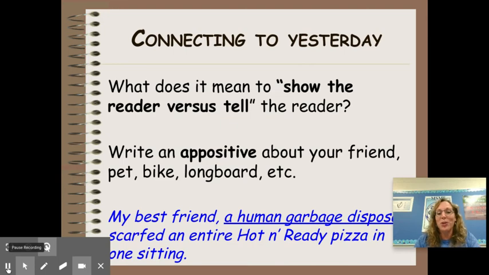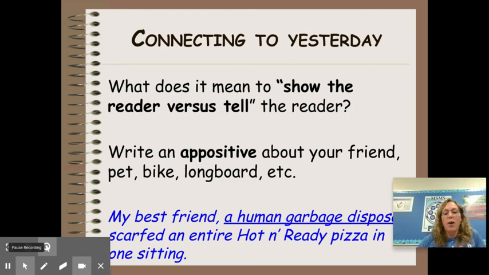Great. You guys should have talked about how showing versus telling is really painting a picture for the reader so that they can see it, they can feel it, they can smell it, they might even be able to taste it. They feel like they're right there. So showing versus telling is an important aspect in your writing. Something else that we just learned was the appositive.